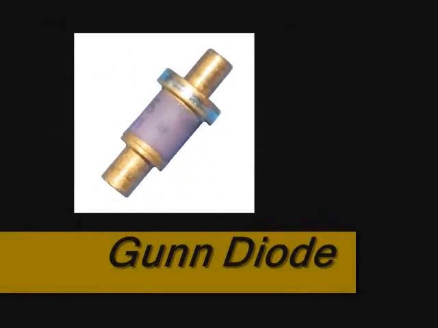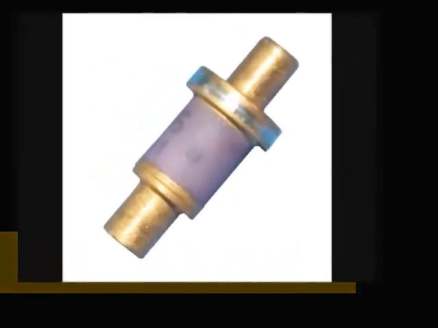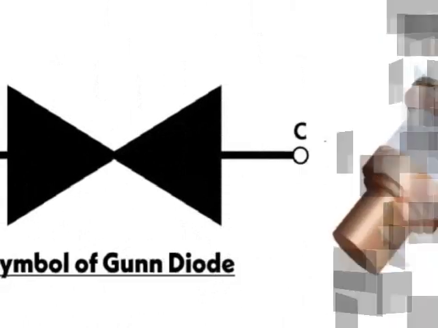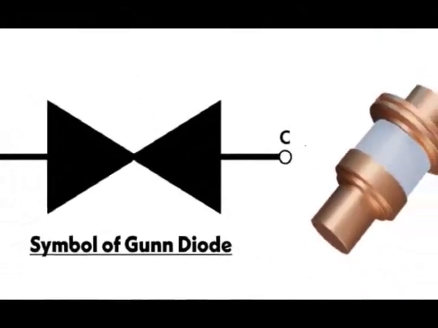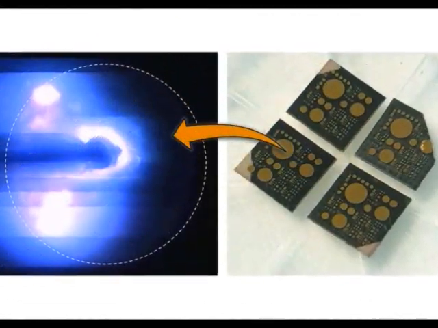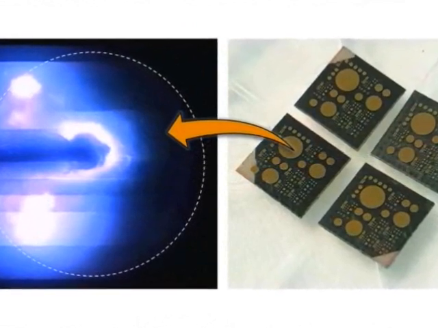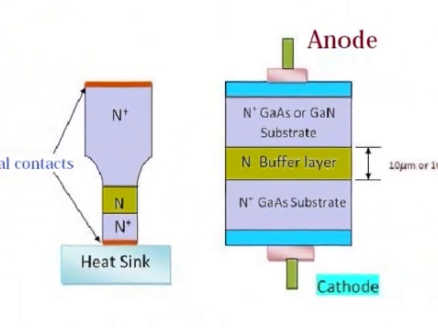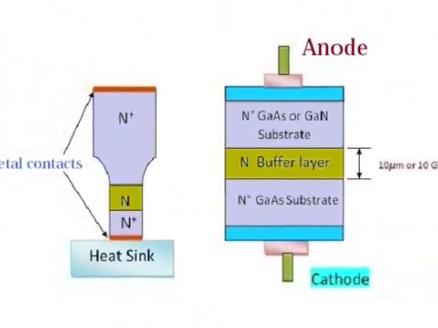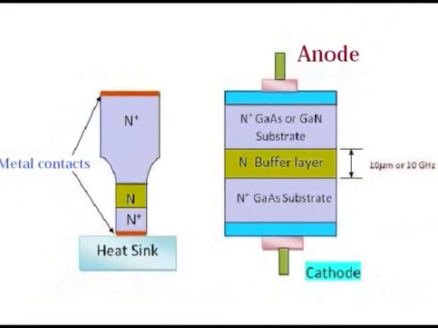Gunn diode. Gunn diodes are also known as transferred electron devices, TEDs. They are a type of diode that produces microwave signals by exploiting the Gunn effect.